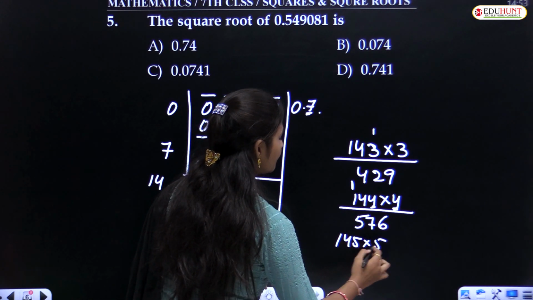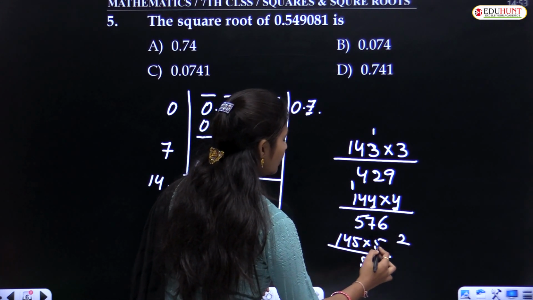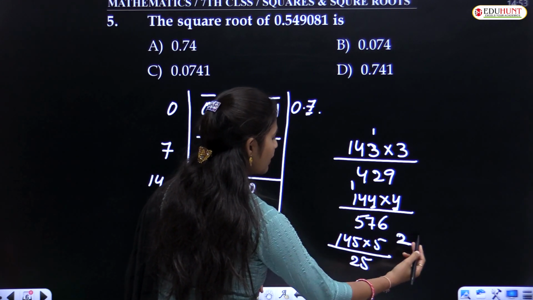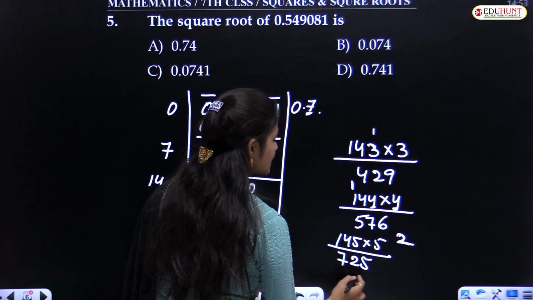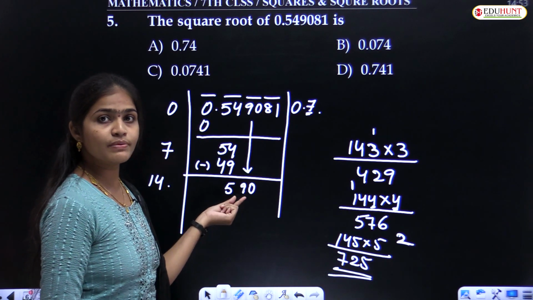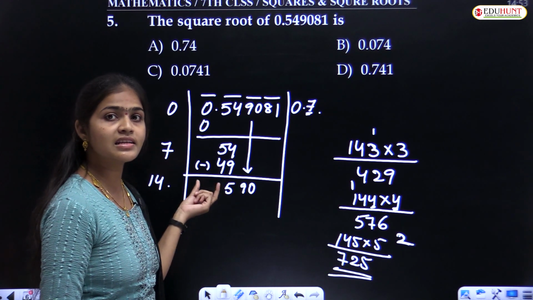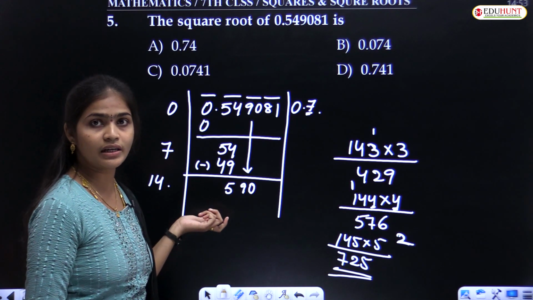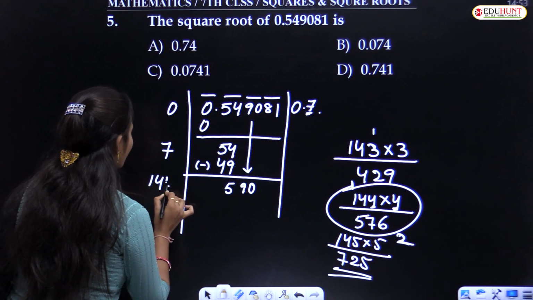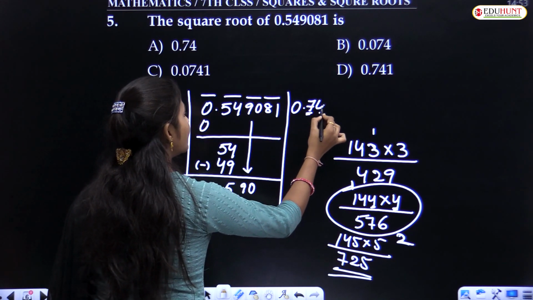145 into 5. 5 5s is 25. 5 4s is 20 plus 2 is 22. Next 5 1s is 5 plus 2 is 7. 725, which is more than 590. So always we have to take the nearest value that is least lesser than the given value, right? So here we have to take 576. So 144 and here 4.